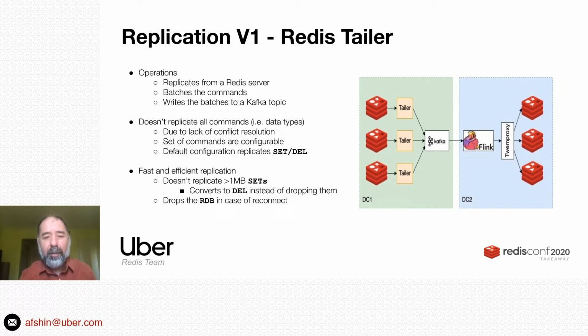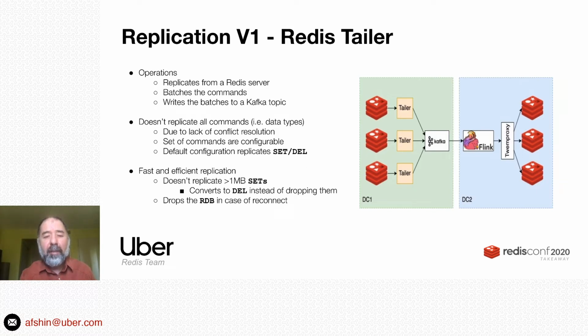So what does the Tailor do? It replicates from its corresponding Redis server. It batches the commands and then writes the batches to a Kafka topic. What it doesn't do is that it's currently not replicating every command, meaning we only replicate Redis string data type. This is because we haven't implemented any type of conflict resolution mechanism yet. However, the set of replicable commands are configurable. So once we have a conflict resolution mechanism in place, we don't need to make any code changes to the Tailor to replicate additional commands.